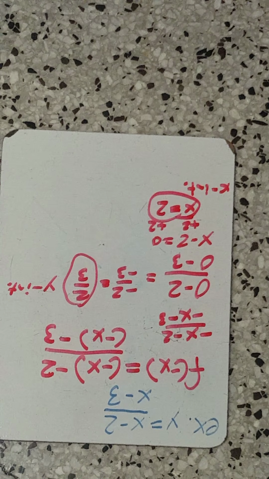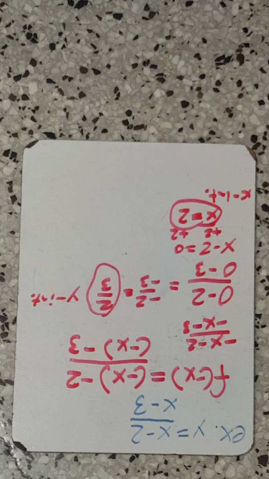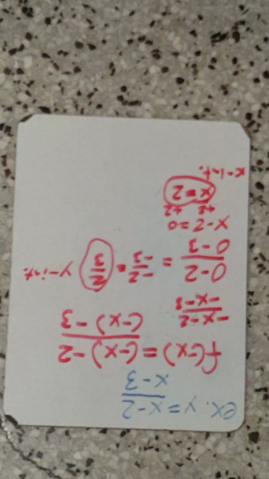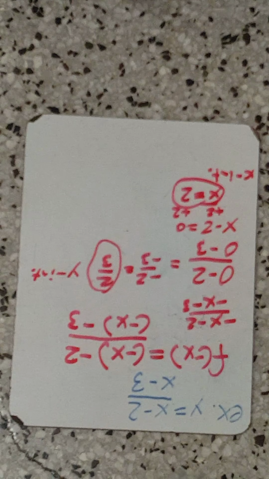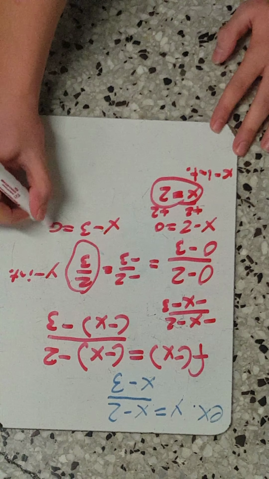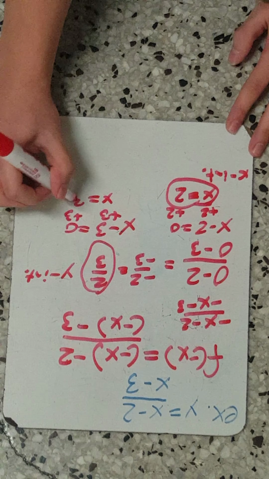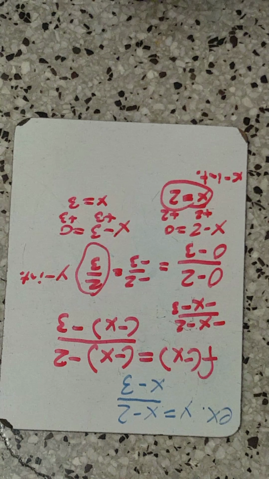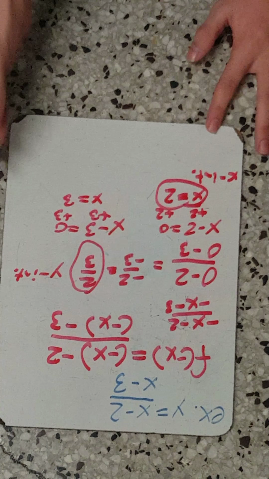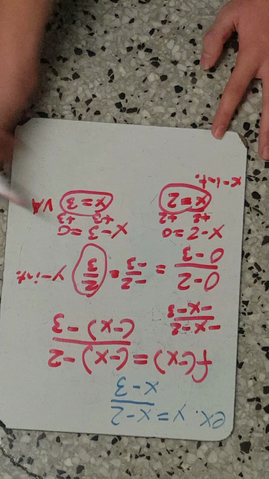Next, you have to find your VA, the vertical asymptote. To do this, you set your denominator equal to 0. So that would be x minus 3 equals 0, plus 3 plus 3, x equals 3. So you would have a VA at 3. So that is your VA right there.